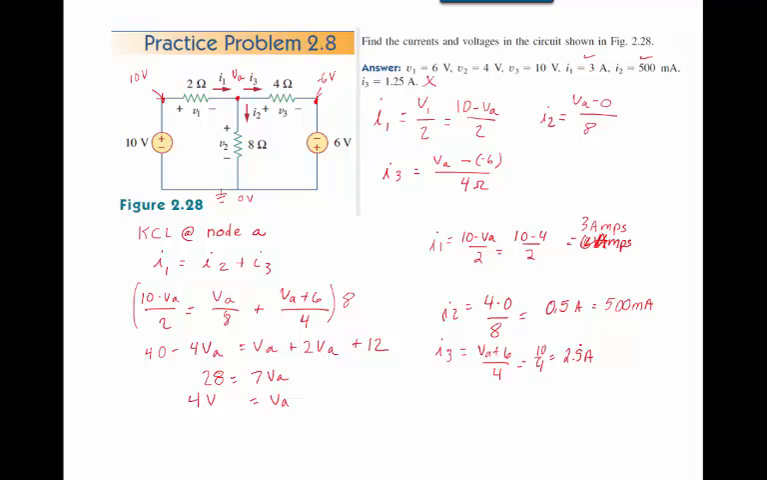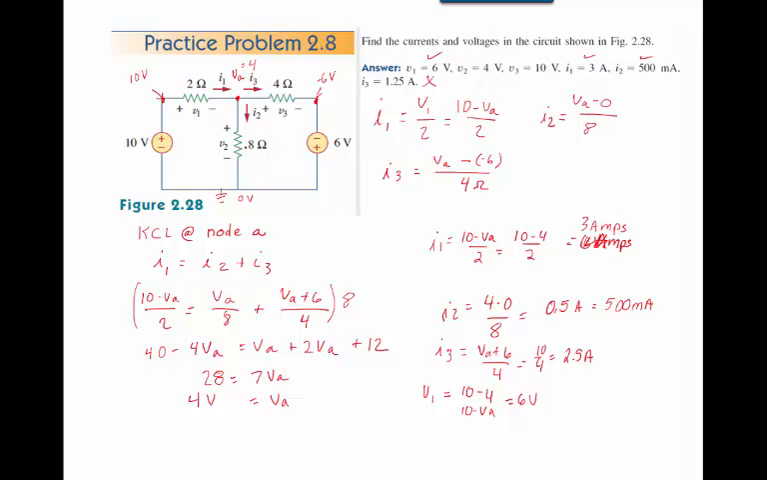What else did it ask for? What's V1? Voltage 1 is the voltage across here, which is 10 minus 4. So voltage across 1 is 10 minus VA, so it is 6 volts. Correct.